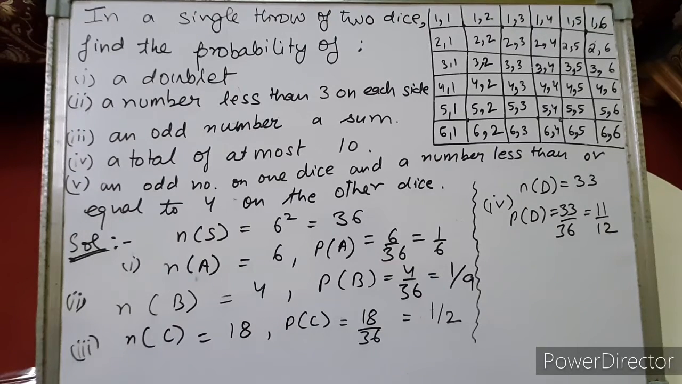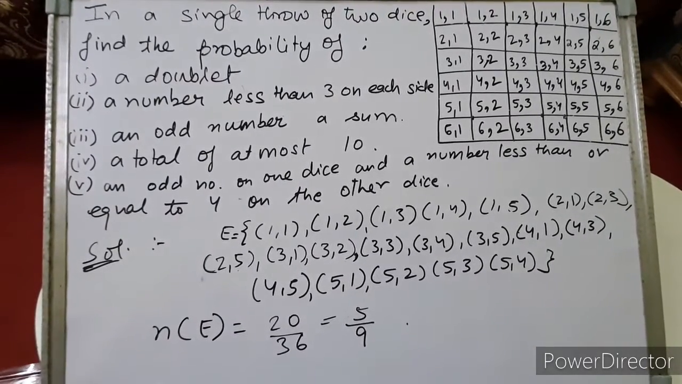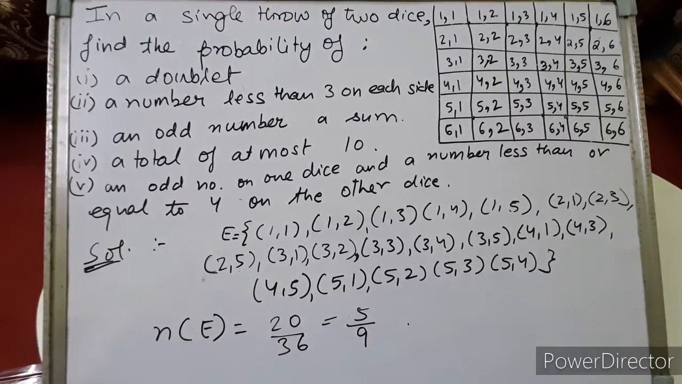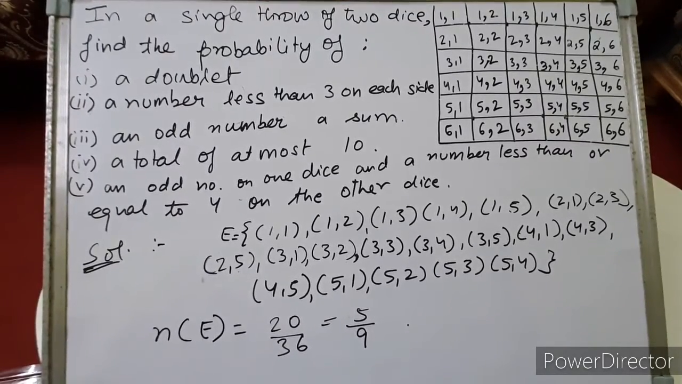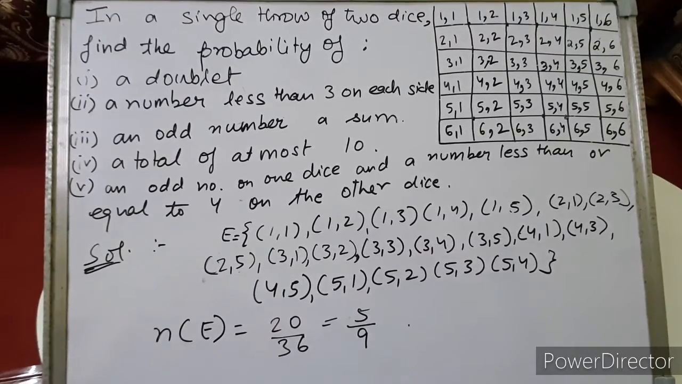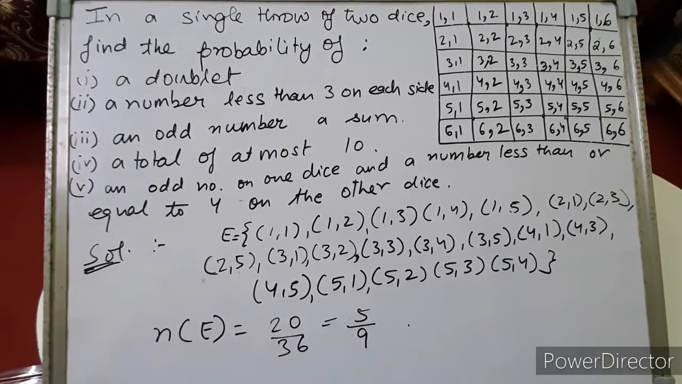Fifth point. First note down this much first. Let's see the fifth point of the sum. Now in this fifth point they have given: find the probability of an odd number on one die and a number less than or equal to 4 on the other die. That means two conditions must be fulfilled together. One die must show an odd number, the other die must show a number less than or equal to 4.